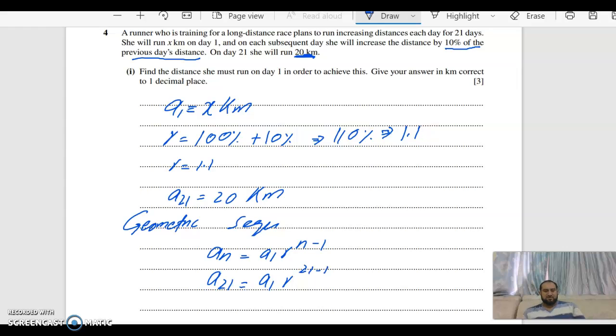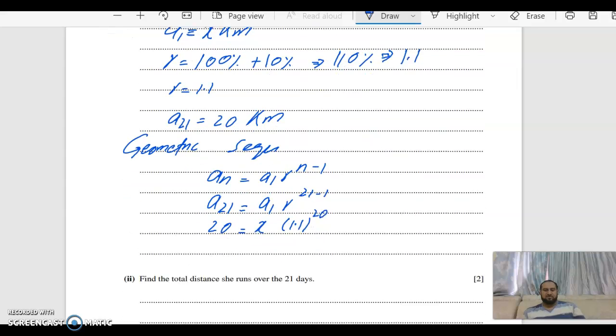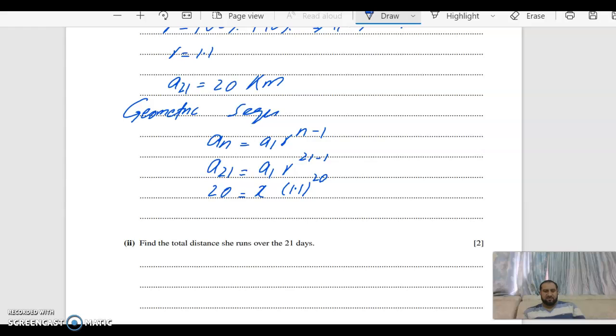So a21 is 20 kilometers, and a1 is x kilometers, and then r is 1.1 to the power of 20. If we rearrange this, because we need to know the distance, this will be 20 divided by 1.1 to the power of 20. If you just simplify this, x is equal to 3 kilometers.